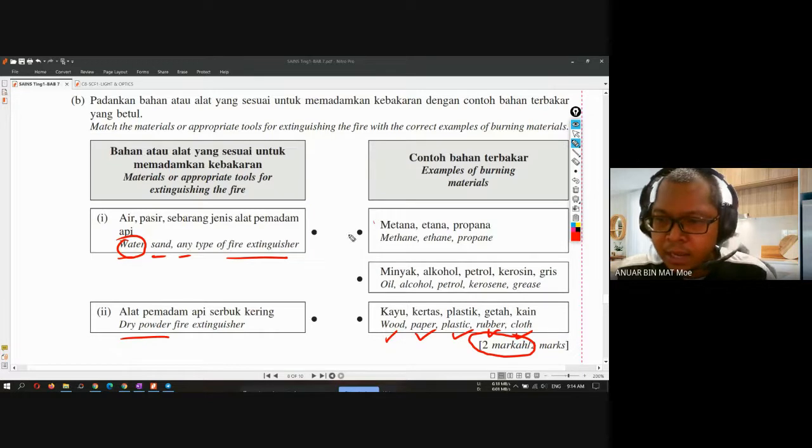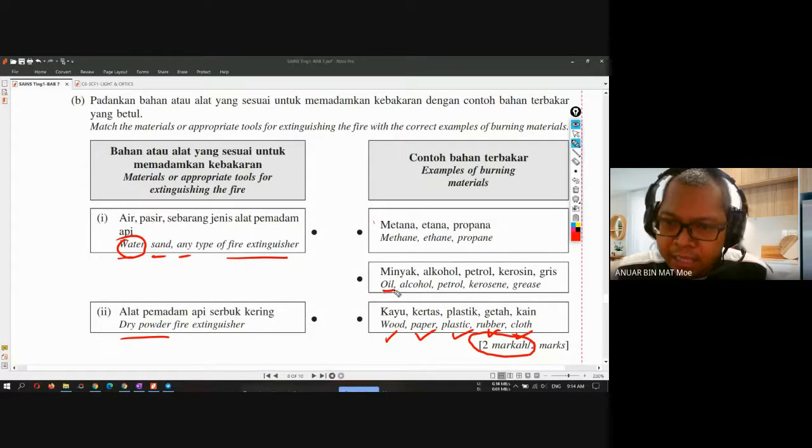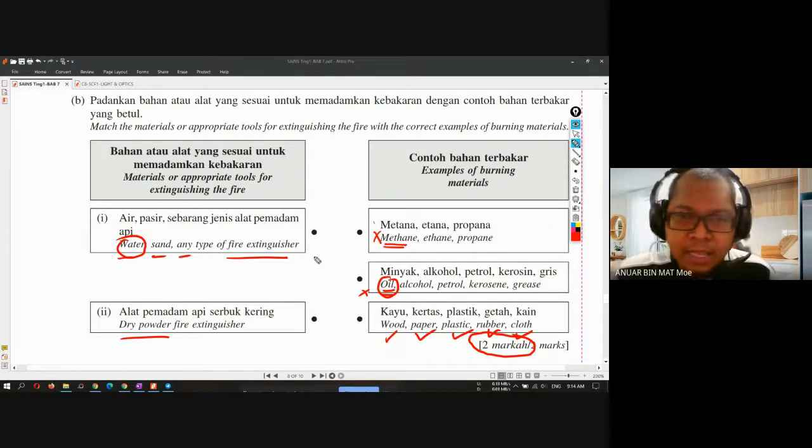You just remember, if you use water, water can only extinguish fire that comes from solid: wood, paper, plastic, rubber, and cloth. Oil is not suitable for water. We cannot put out a fire from oil with water, and we also cannot put out fire from methane. So the answer for B1 is this one, right?